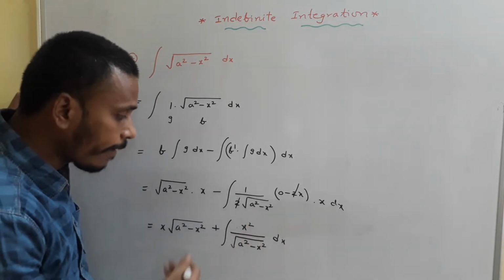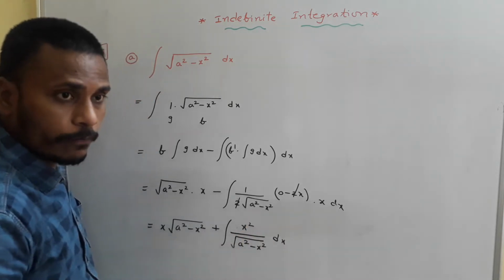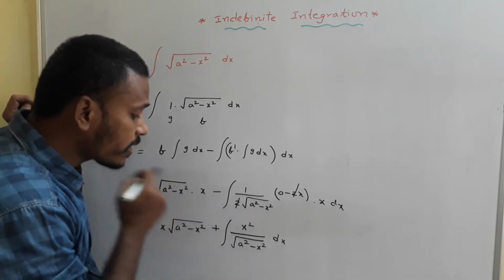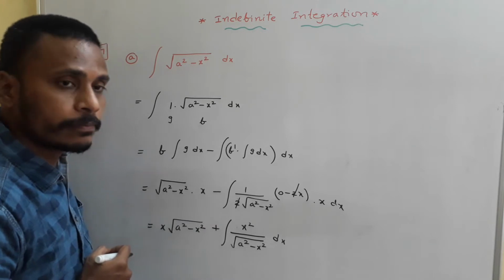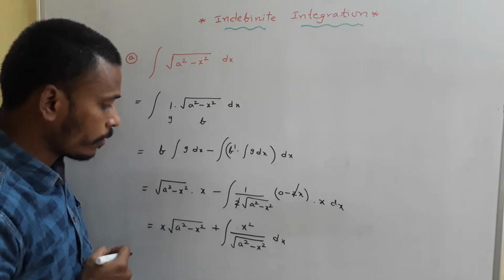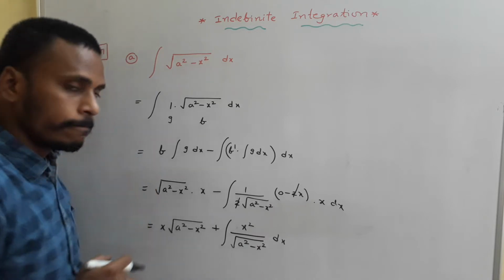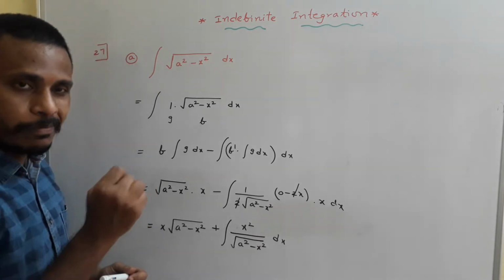Then what is the next step to solve? Here in the denominator we have root of a square minus x square, whereas in the numerator we have just x square. So how to solve this? For that I go with a simple logic.